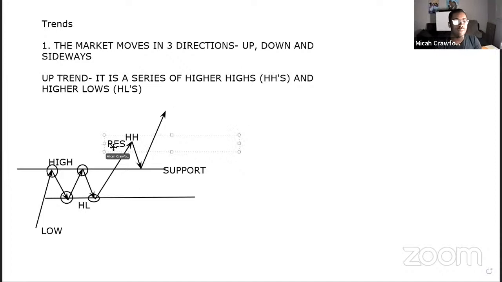Okay, so just think about it like this. Resistance are high areas, support are low areas. So if you think about a house, let's draw a house really quick. You have your ceiling, and then you have your floors, right? When you think about a house, you have a ceiling and you have a floor.